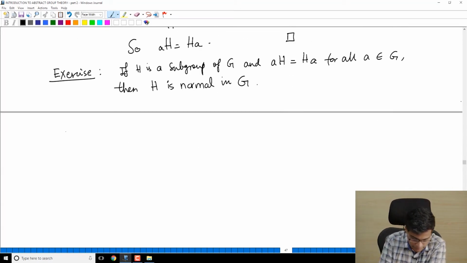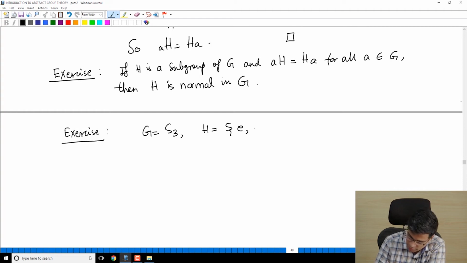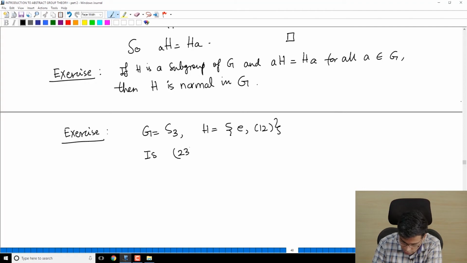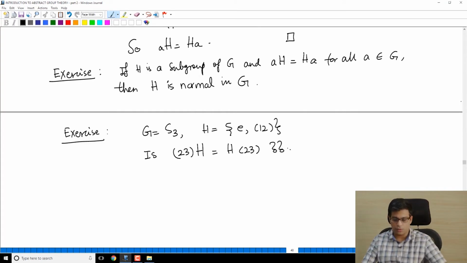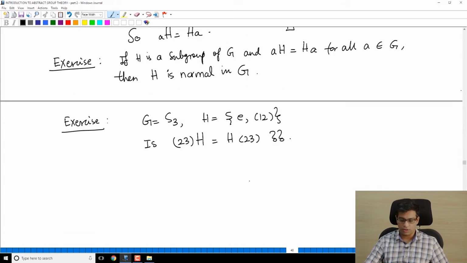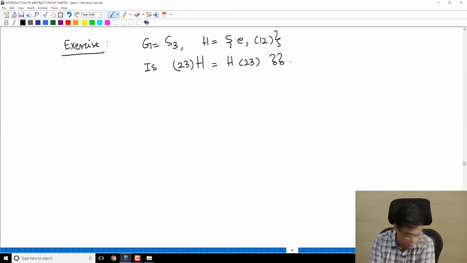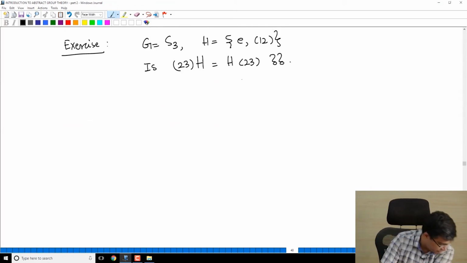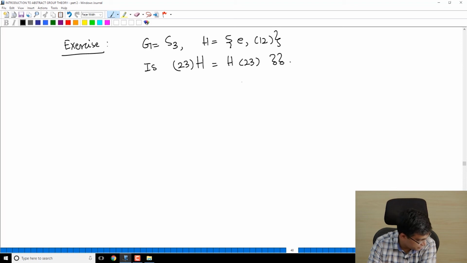And actually another exercise: if G is S3 and H is the subgroup we considered earlier, E and (1 2), is (2 3) times H equal to H times (2 3)? Okay, so this is the question. Is the left coset of (2 3) equal to the right coset of (2 3)? I'll give these exercises to you. You should do this. This (2 3)H we already computed. Just compute H(2 3). If you compute, you will see, and then you can ask if it's equal or not.